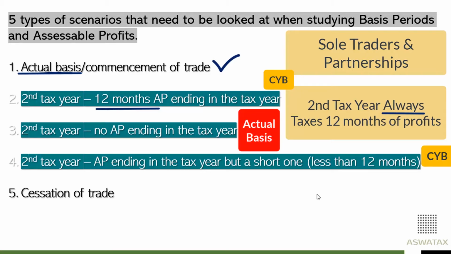And finally, you have the basis periods on cessation of trade. So actual basis on commencement and cessation are fairly straightforward. We will look at examples for that as well, and we will go into a lot more detail when looking at the second tax year. So let's start with the commencement of trade.